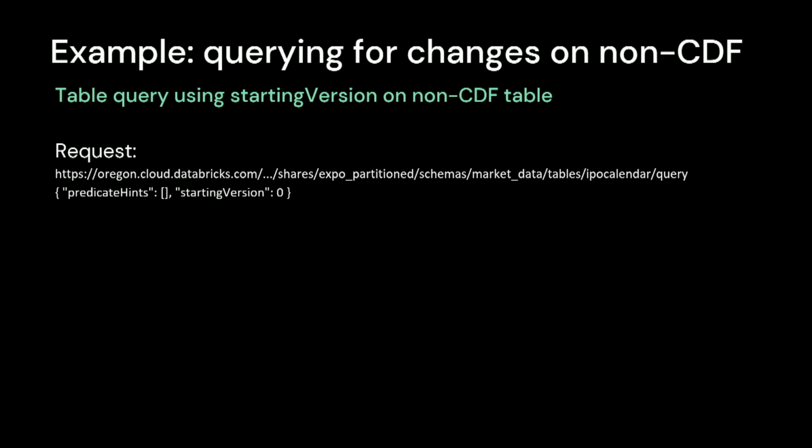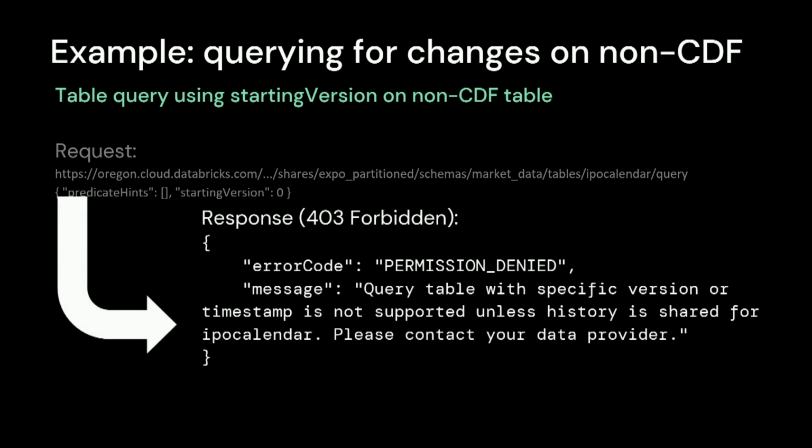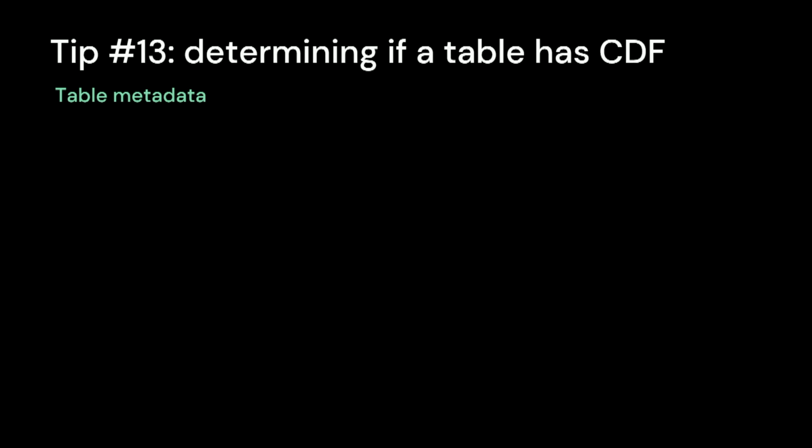However, I can say that if I ask for the starting version of 0 because I want to iterate through it, I'll get a 403 error. I simply can't query for version 0, 1, 2 based on the information that's available. I'll get a history fail. This will lead you, as it did for us, to be able to answer the question, if I'm going to try to walk the history of a table, was CDF enabled?